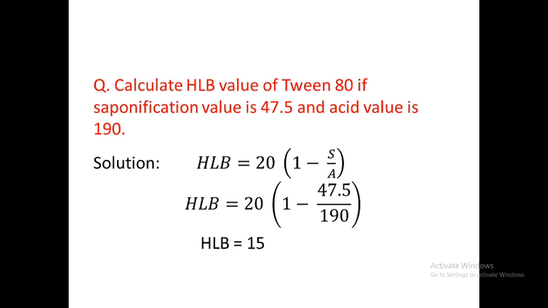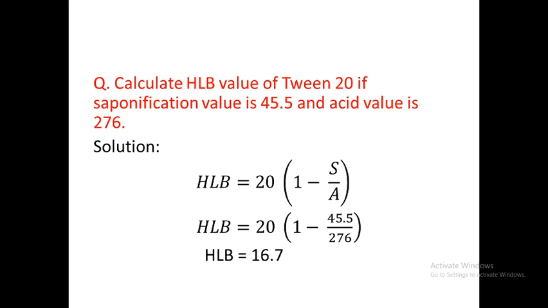See the example. Calculate the HLB value of Tween 80 if the saponification value is 47.5 and the acid value is 190. Now in the equation they have given both values. So just put the values in the formula, 20 × (1 − S/A). The saponification number is given, 47.5, and the acid number is given, 190. To solve this equation you will get the value 15. So that is the HLB value of Tween 80.